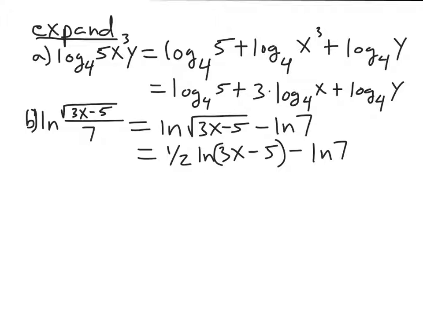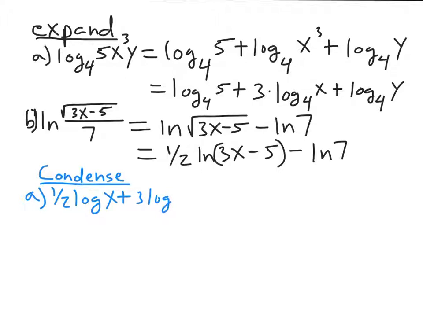Now, probably not going to be a huge shock what we're looking at next. Another instruction that you could get is to condense. If you were condensing, you could get something like this: 1/2 log of x plus 3 log of x plus 1. Same properties, applying them in the opposite order.